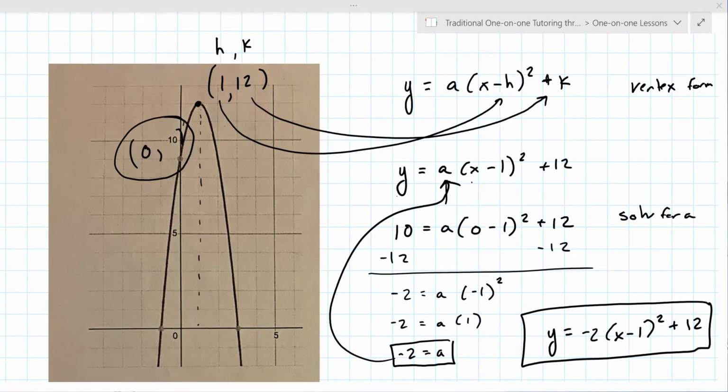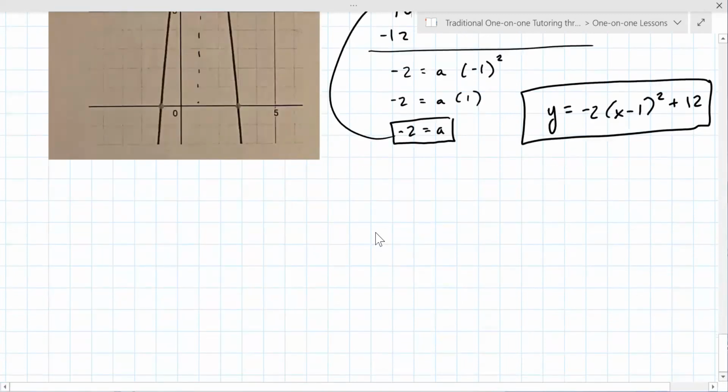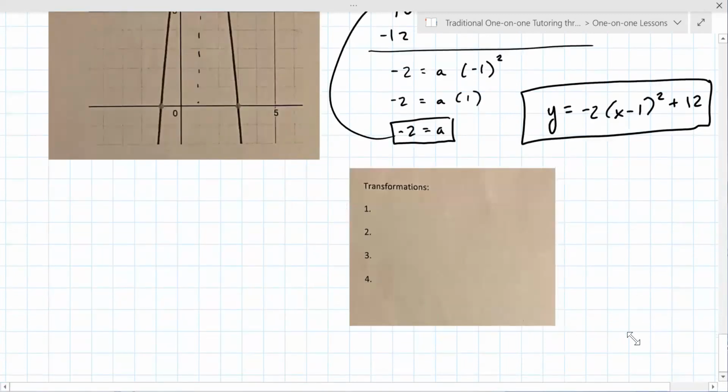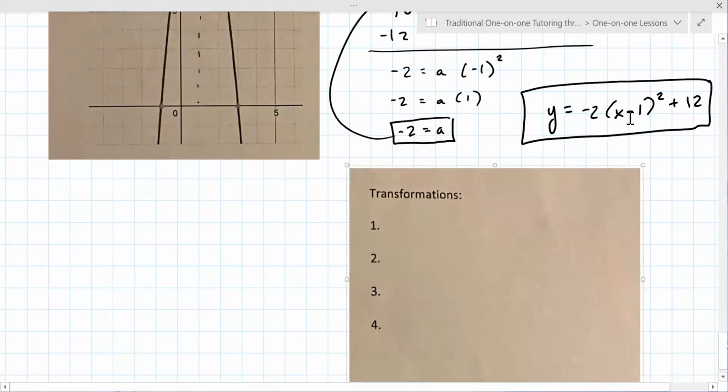There we go. All right, so now we can list the 4 transformations. We needed the equation first, believe it or not. So I'm going to snip those in and we're going to write the 4 transformations down. Transformation number 1 comes from this -1. It's right 1 unit. That comes from this -1 here.